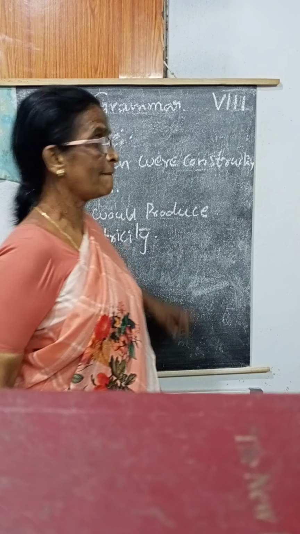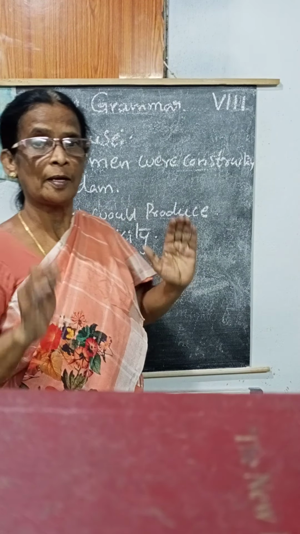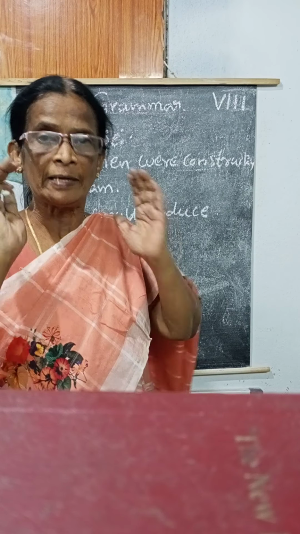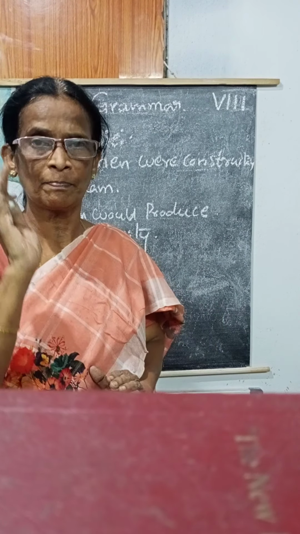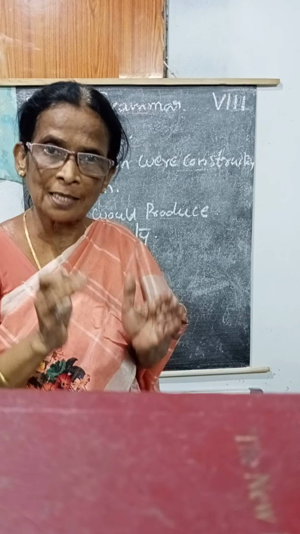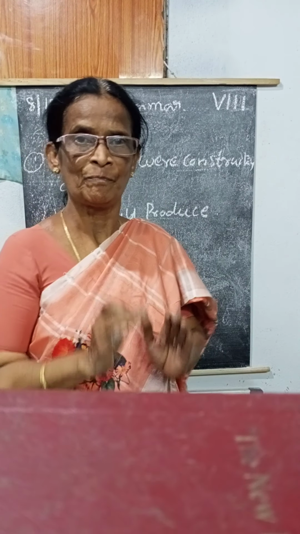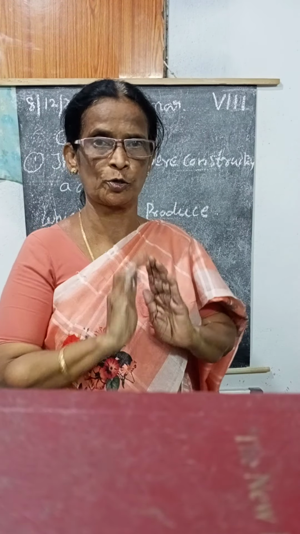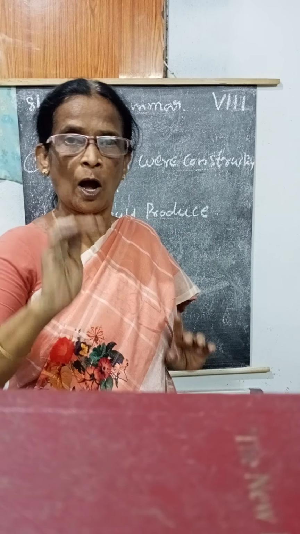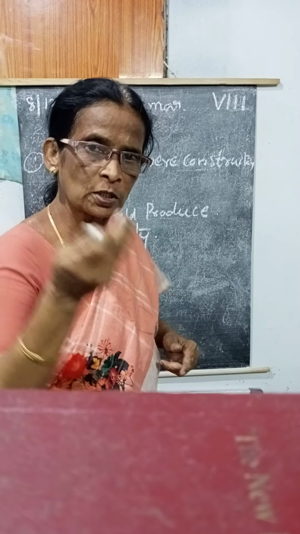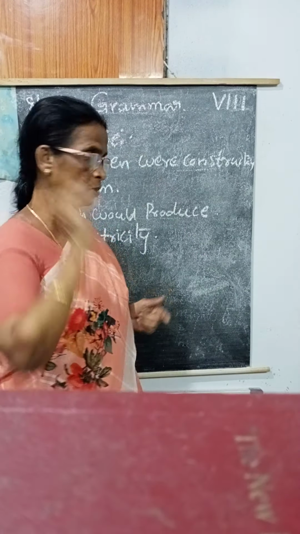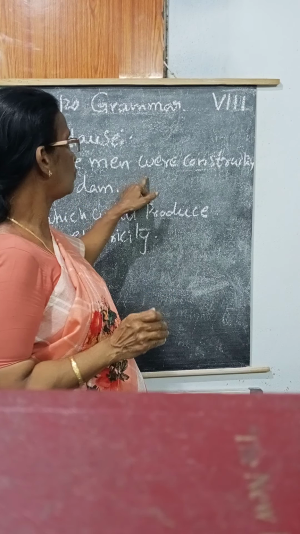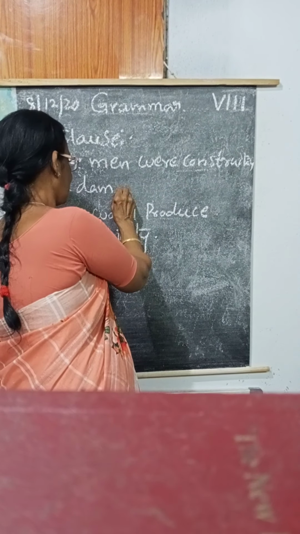Look here, ma. Clause means a group of words. It has a subject and predicate. It itself gives the full meaning. That is known as the clause, I told. But here, how to find out the clause, subordinate clause and main clause? For example: the men were constructing a dam.